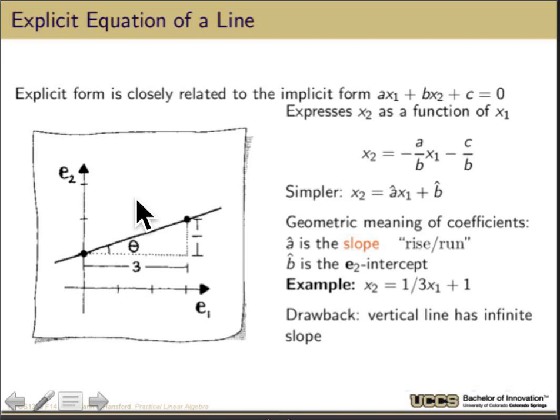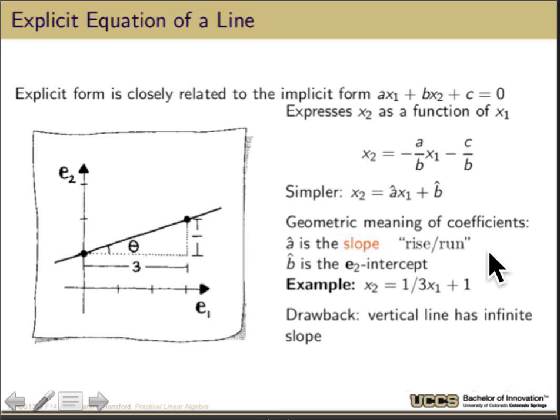Finally, the last form is something that you've probably all are used to. This is the form of a line that is often given in high school classes called the explicit equation of a line. And it's where we basically say y equals mx plus b, or x2 equals, in this case, a divided by b, x1 minus b over c, which you can simplify to x2 equals a x1 plus b, or y equals mx plus b.